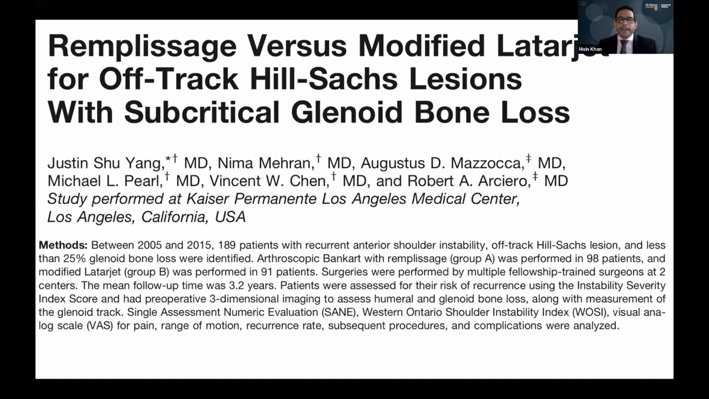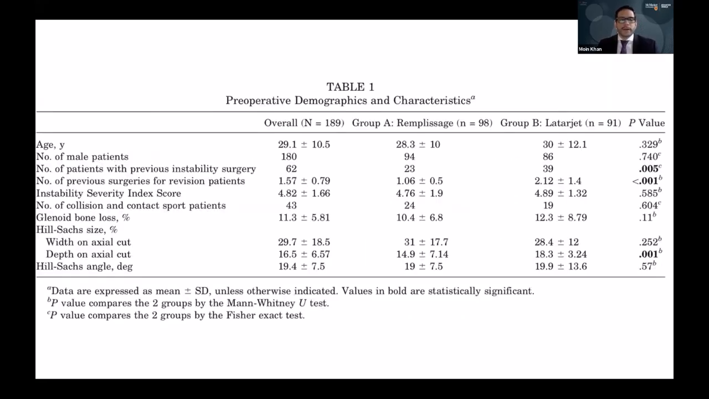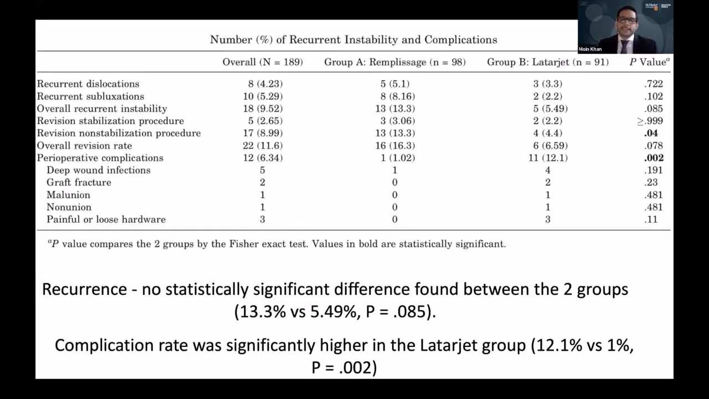Almost 190 patients, or 90 or so in each group. Again, subcritical bone loss, similar size glenoid and Hill-Sachs lesions. And again, what did they find? No statistically significant difference between these two groups, those that had a remplissage procedure and those that had a lateral J procedure. But the complication rate was significantly higher in the lateral J procedure, 12% versus 1% in the remplissage.